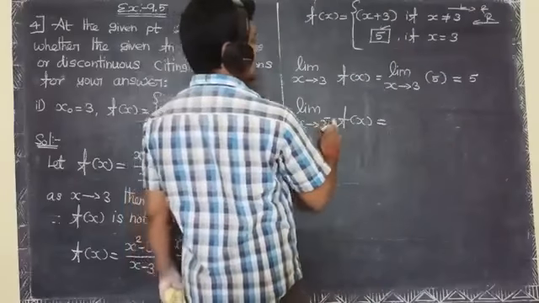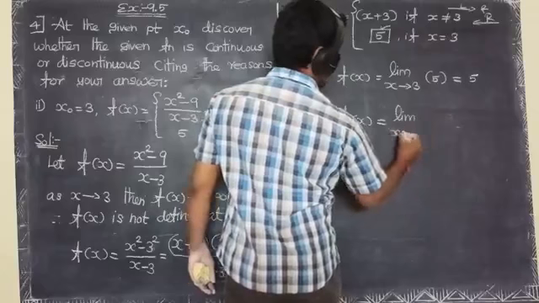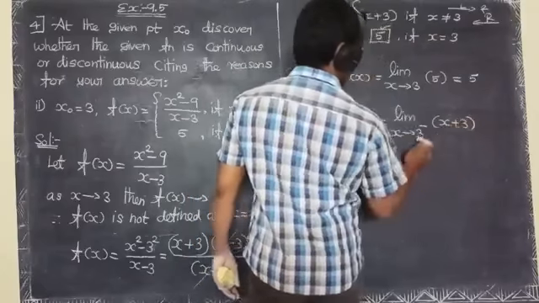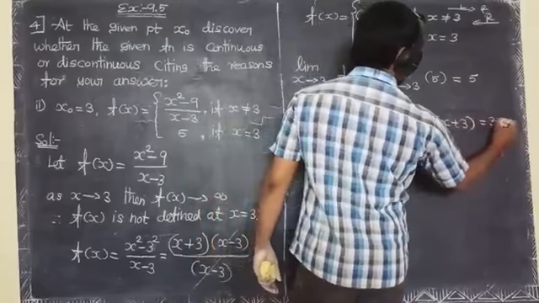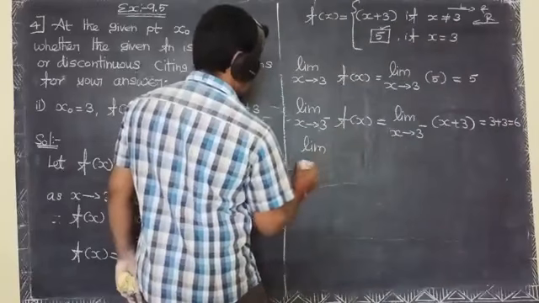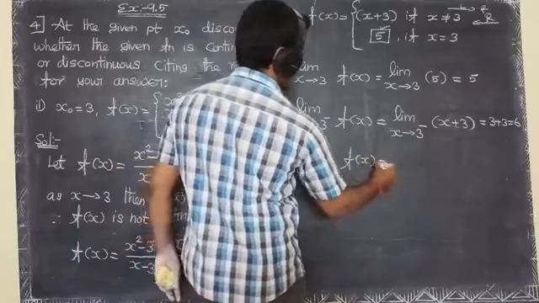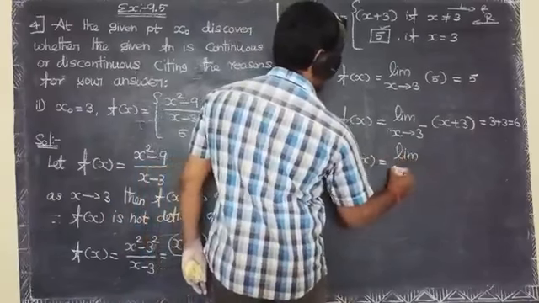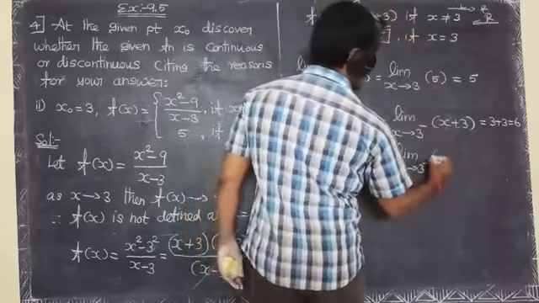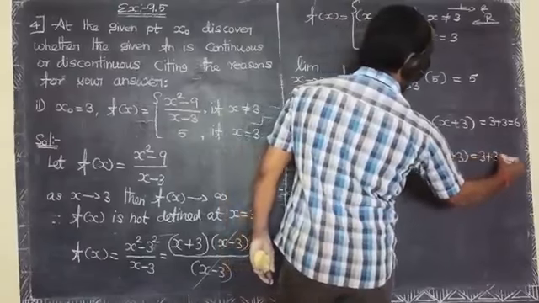Here, for the left limit, choose the function x plus 3. Limit as x approaches 3 minus, the function is x plus 3, replace x equal to 3, so 3 plus 3 which is equal to 6. Limit as x approaches 3 plus of f of x is the limit as x approaches 3 plus of x plus 3, replace x equal to 3 into the function, 3 plus 3 which is equal to 6.